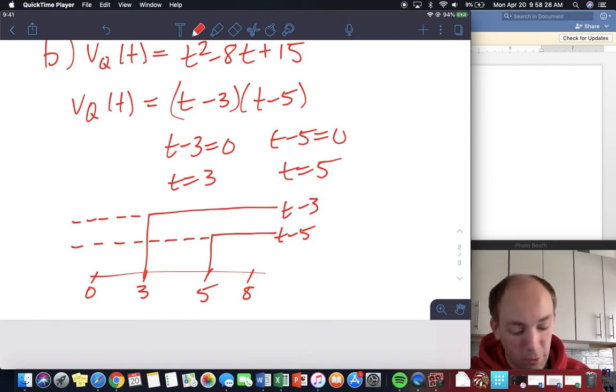So for Q, between 0 and 3, if I take a negative times a negative, I get a positive. Between 3 and 5, a positive times a negative would be negative. And between 5 and 8, positive times positive is positive.